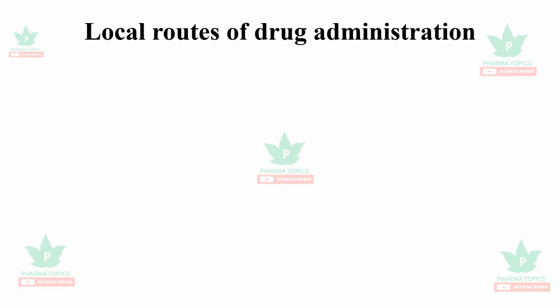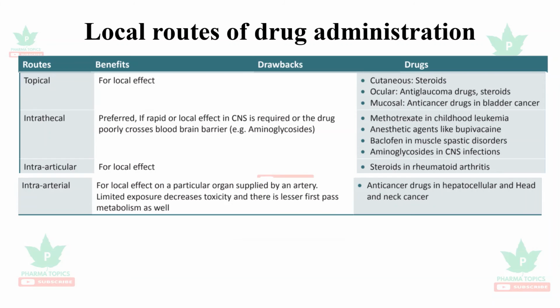The other local routes of drug administration: one is the topical route. It is useful for the local effect. For example, steroids could be administered by the cutaneous route. Anti-glaucoma drugs could be given by the ocular route. Some drugs, anti-cancer drugs in case of bladder cancer, could be given by the mucosal route.